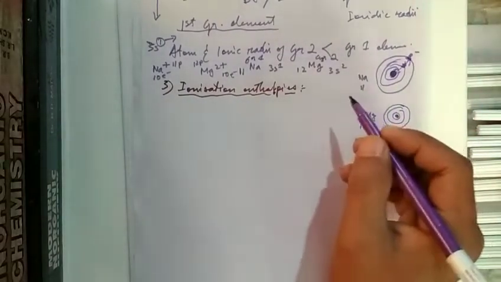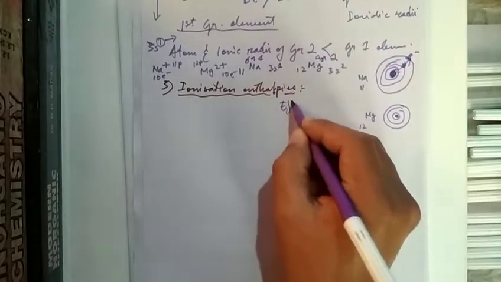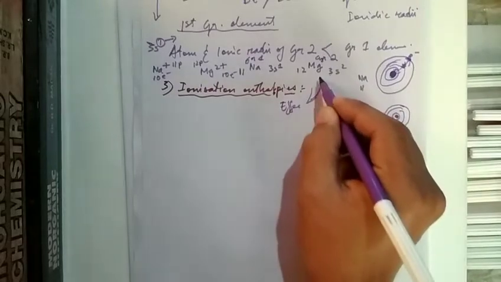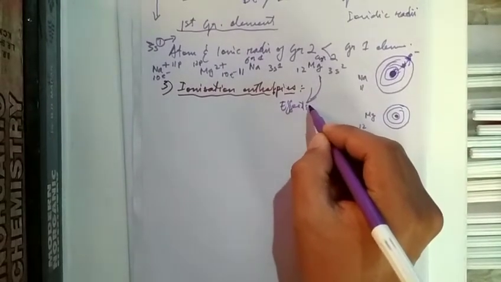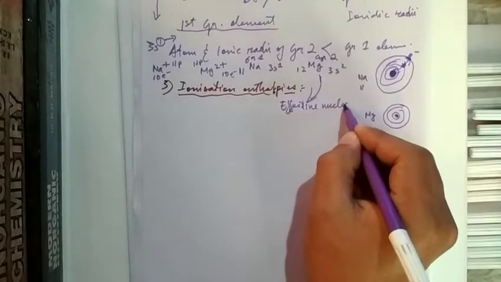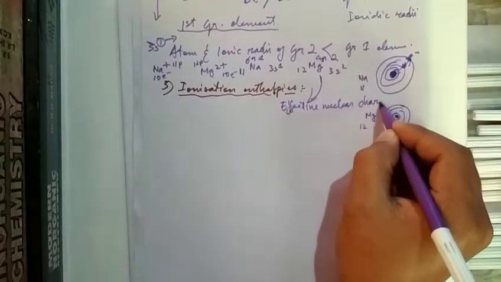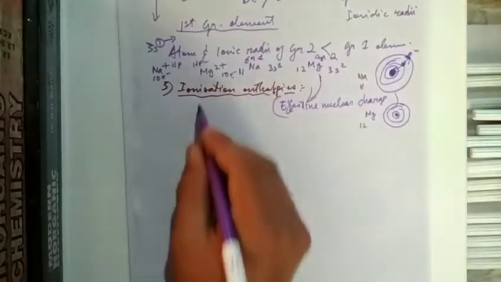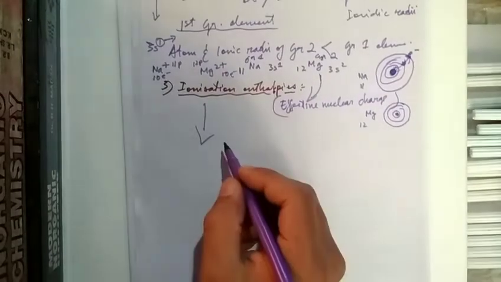Before ionization enthalpy, let me write the spelling. Effective nuclear charge, here for the upper one. Okay, the spelling is like this. Now ionization enthalpy, let's come here.